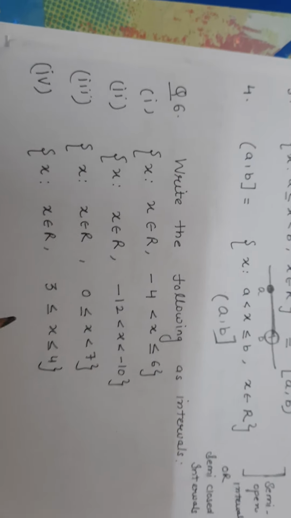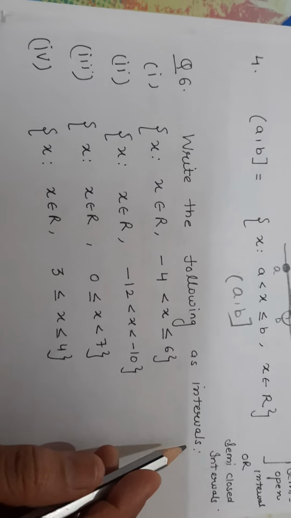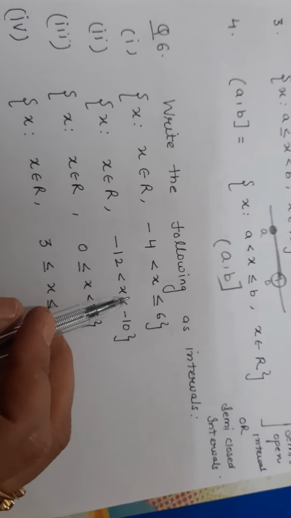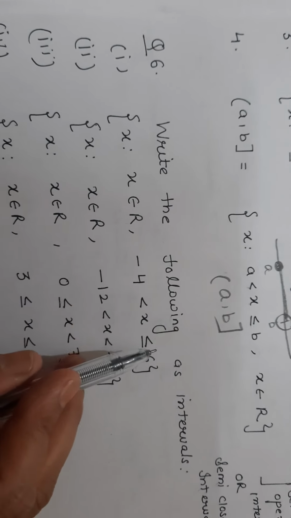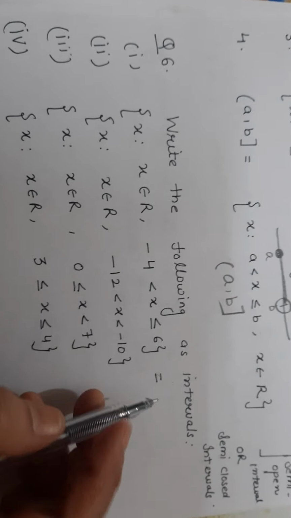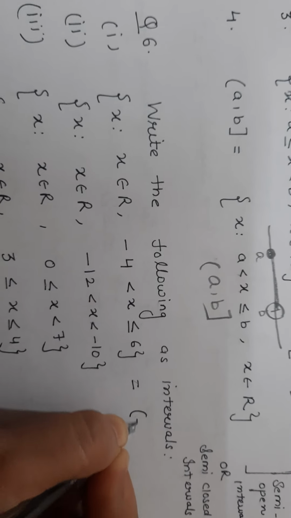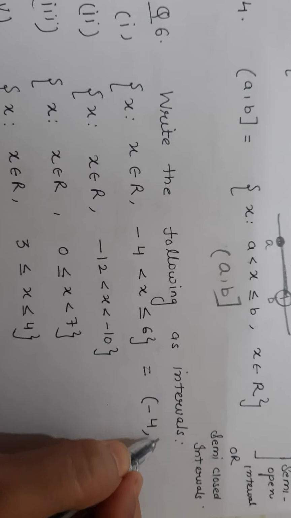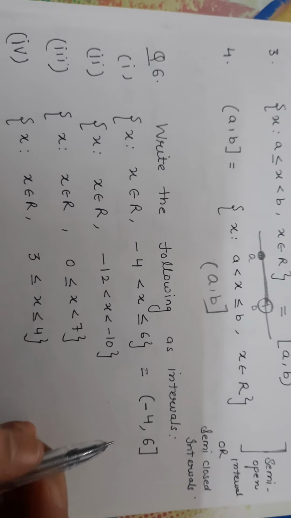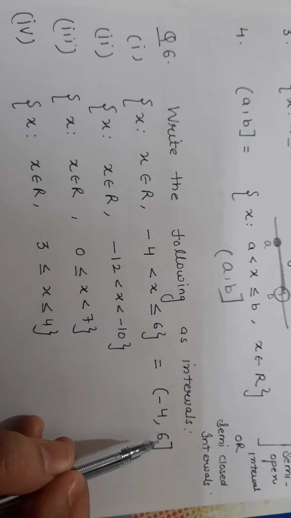Done. Question number 6 from exercise 1.3. Write the following as intervals. First part, set of those x where x belongs to real and x is greater than -4 but less than or equal to 6. Just look here, -4 is not included and you have to write your answer in interval form. So we are going to have open bracket at -4, but 6 is there, so I am going to draw the close interval, and 6 is included here, so I have applied a close bracket at 6.